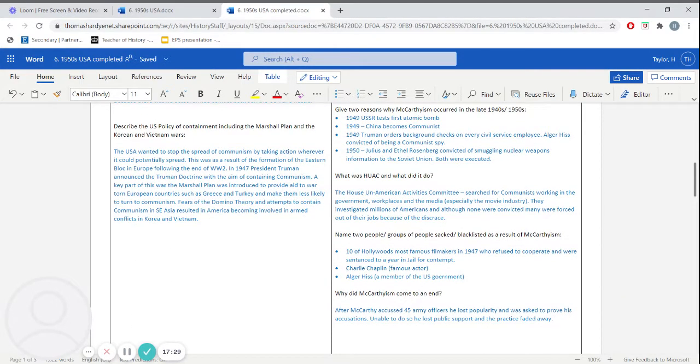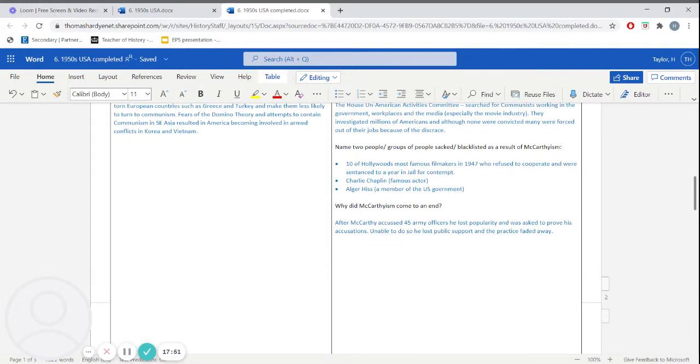What did the HUAC do? So the House Un-American Activities Committee, their job was to search for communists working in the government, workplaces, and in the media, especially the movie industry. They investigated millions of Americans, and although none were actually convicted, many were forced out of their jobs because of disgrace.